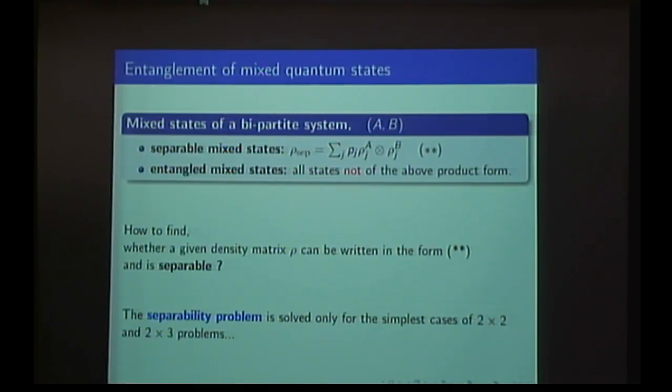For mixed states, so density matrices defined on the bipartite system, again, we discussed that separable mixed states are just convex combinations of product states. And an entangled mixed state is any state not of this form. This definition is consistent with the previous one for pure states.